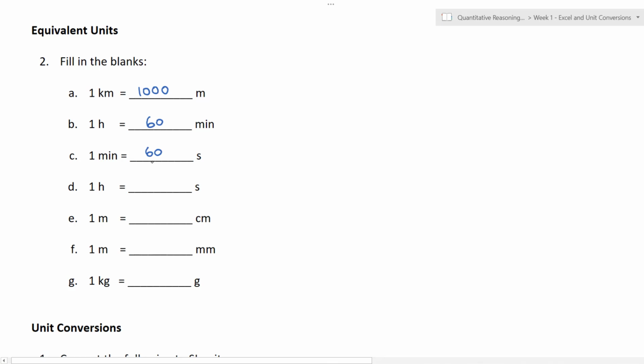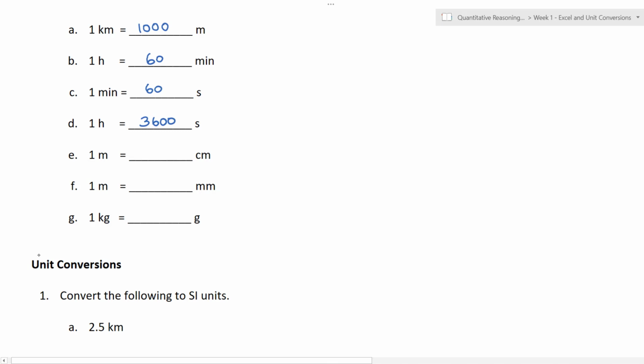Next we have 1 hour is equal to how many seconds? We have 60 seconds in a minute and then 60 minutes in an hour. So to figure out how many seconds there are in an hour, you would just multiply 60 times 60, which is 3,600. 3,600 seconds in 1 hour.